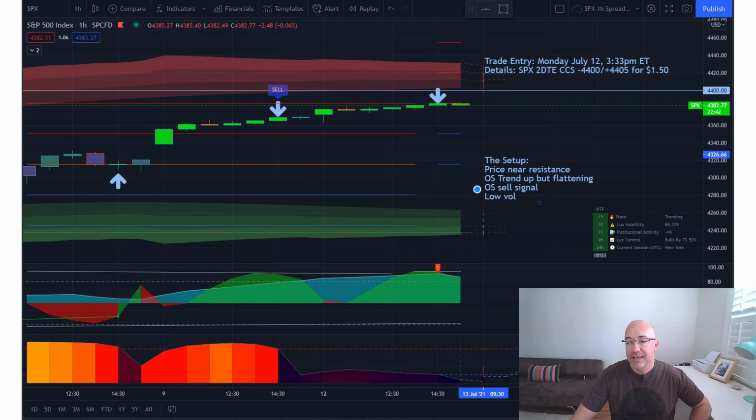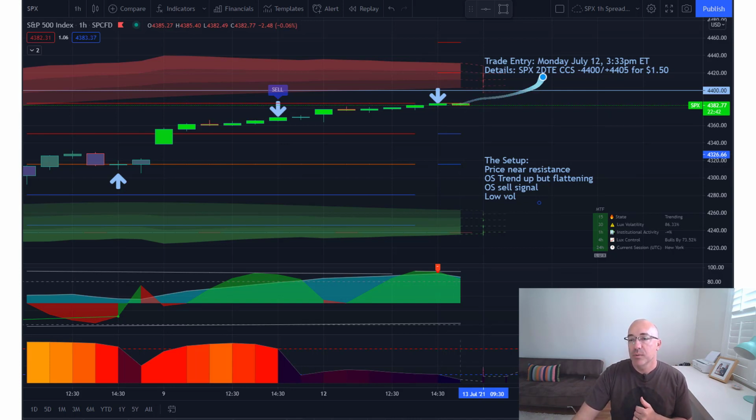We have the OS, and OS for me is oscillator, the oscillator sell signal, which we just talked about, and there's low volatility, meaning the bull volatility that was last shown is kind of slowing down. So this is the end of the day on Monday. At that point with SPX, we know we can go to a Wednesday expiration.